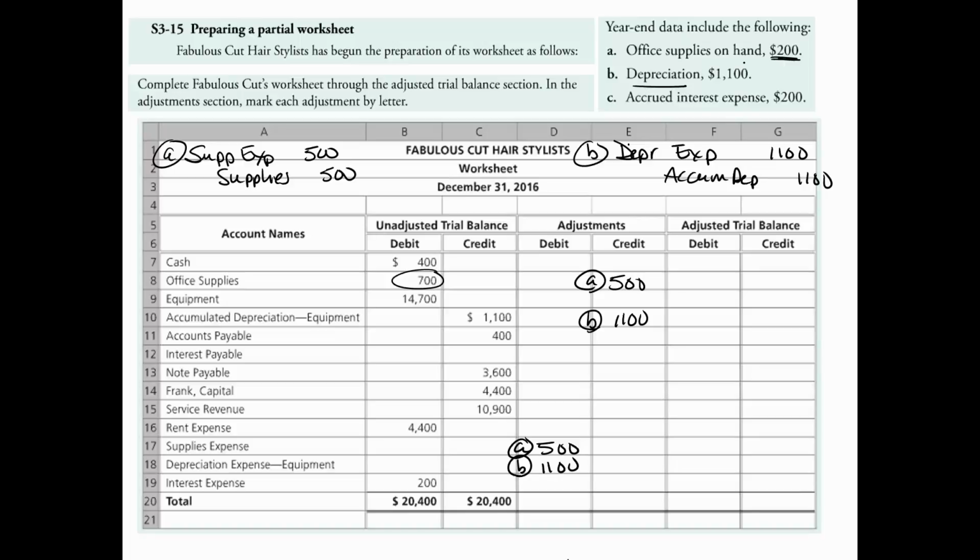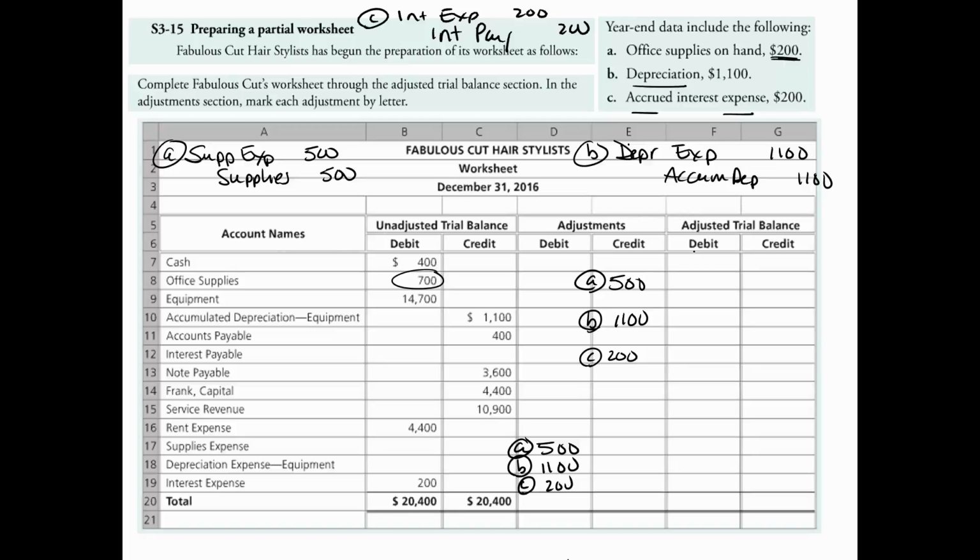And then the last one is accrued expense. For C, accrued interest expense. As soon as I see an accrued expense, I know I debit an expense, so that'll be interest expense, $200, and I credit a liability, interest payable, $200. So this is transaction C, a debit to interest expense for $200, and a credit to interest payable for $200. So that's all of my 3 adjusting entries, and so now it's just calculating the new balance.